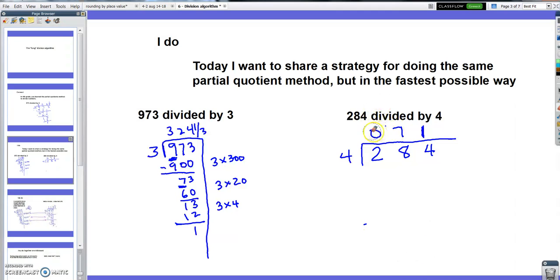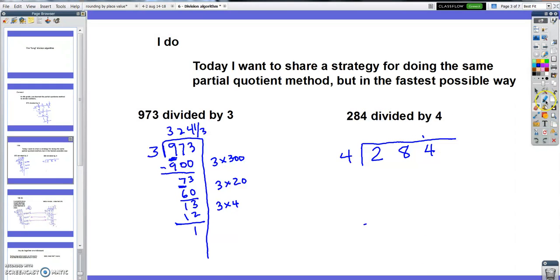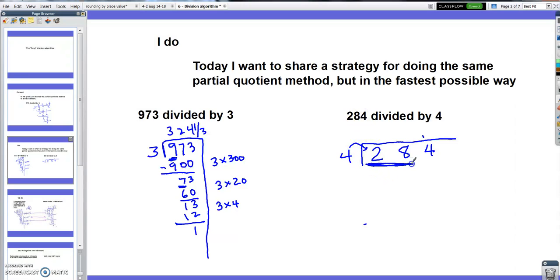Same thing is if 4 won't go into the first digit, which here it won't go into 2, then I can just look at the first 2 together. And say, all right, 4 won't go into 2, but how many times will 4 go into 28? And just as we found last time, it'll go in 7 times. 4 times 7 is 28. So that's just a little shortcut. Instead of doing 2 steps, I get this 7 in the tens place in 1 step, if you want to do it that way.